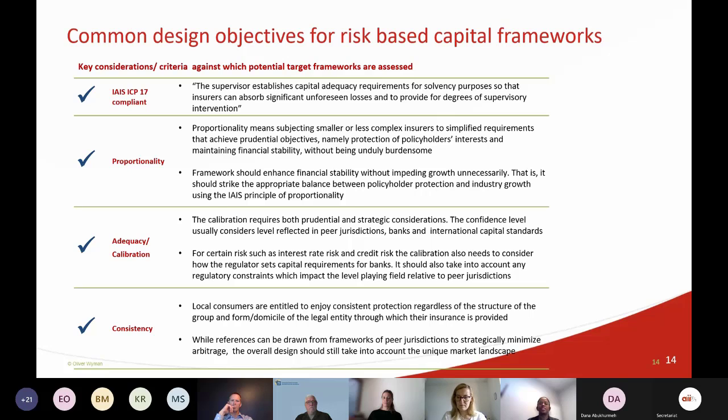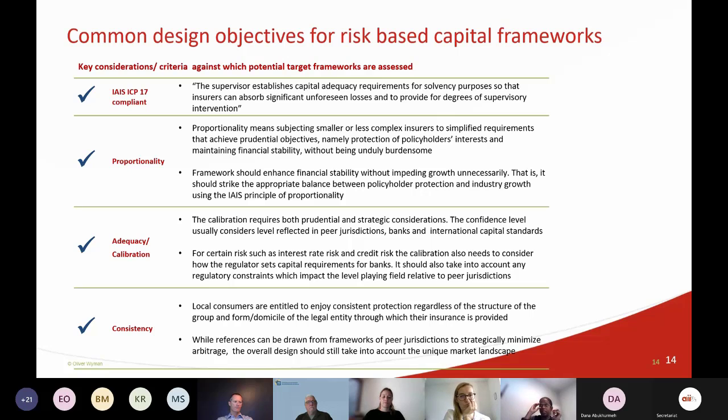So the reality is that there are a lot of considerations in the design of a risk-based capital framework. Most jurisdictions, if not all, want their capital framework to be ICP 17 compliant, but they also desire it to be proportionate, meaning that you want to subject smaller or less complex insurers to simplified requirements that still achieve prudential objectives, but you don't want them to be unduly burdensome. Proportionality allows a framework to still enhance financial stability without impeding growth unnecessarily. That is, it should strike the appropriate balance between policyholder protection and industry growth. And this is also using the IAIS principle of proportionality.